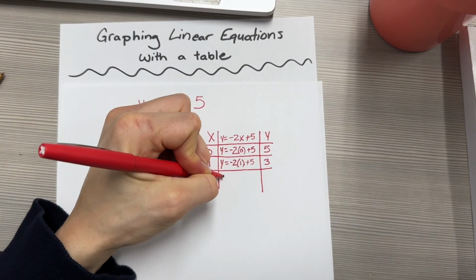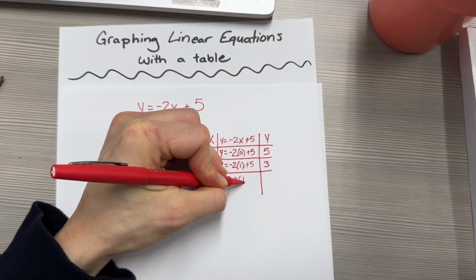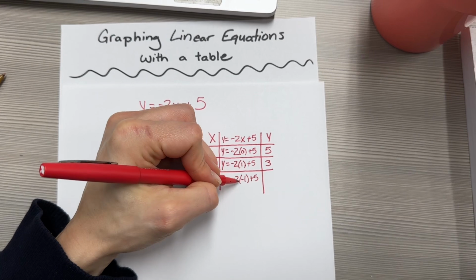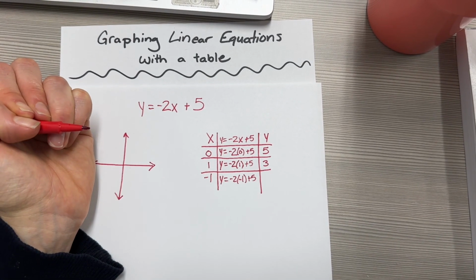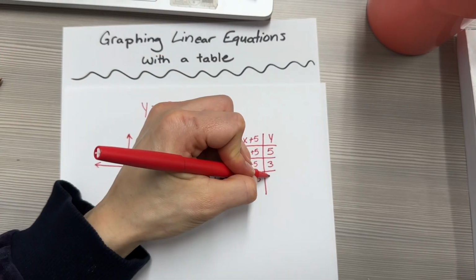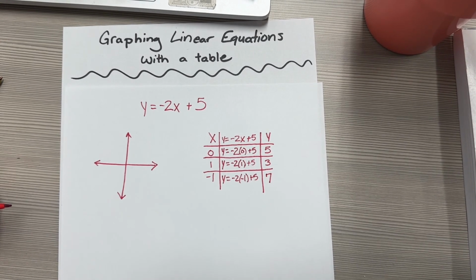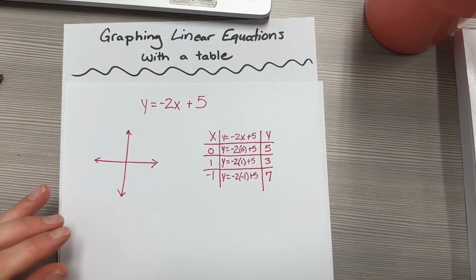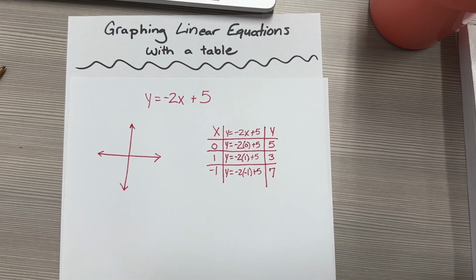Last one, -2 times -1. Negative times a negative is going to give us a +2. +2 plus 5 will give us 7. So again, now we have our list of ordered pairs. We can go ahead and put them on our coordinate plane.